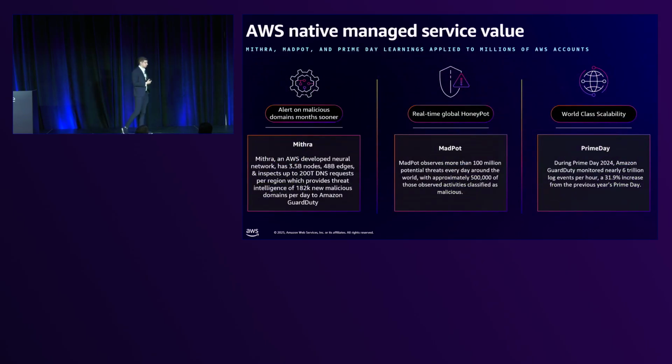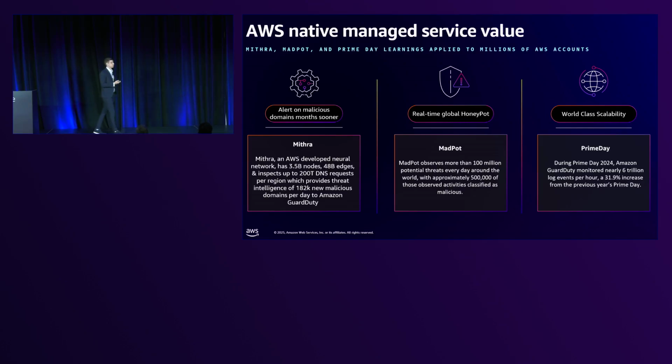So a bit about the scale and visibility we have. One of the things that we use to be able to detect suspicious and malicious domains, oftentimes weeks before we see them within other threat intelligence providers, is called MITRE. MITRE is one of the largest neural networks in the world, and we really use it to map network traffic that we observe as AWS to detect domains that could look more suspicious. And then we use various internal techniques to validate whether they are indeed suspicious or in fact malicious.